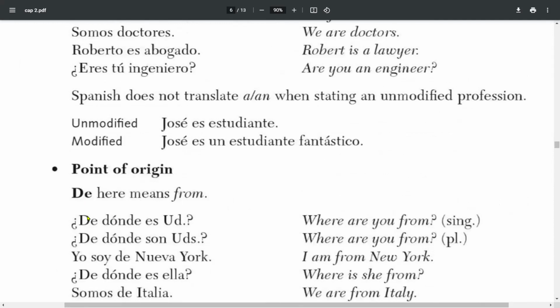So if you see there, remember, we may have to use the verb ser, not estar. Now, if you have to choose between those two, you will have to use this one, the verb ser. ¿De dónde es usted? ¿De dónde está usted? That would be correct because we're talking about origin.